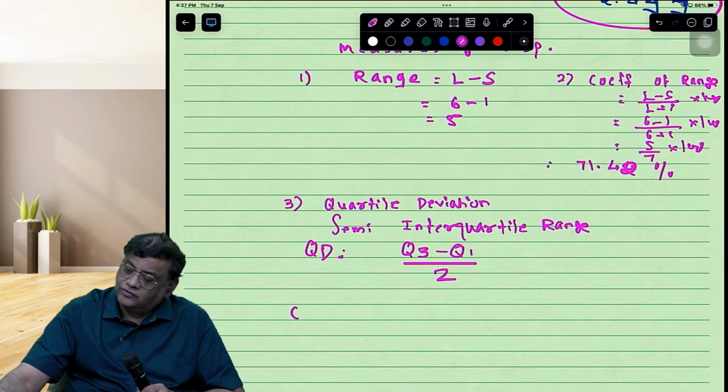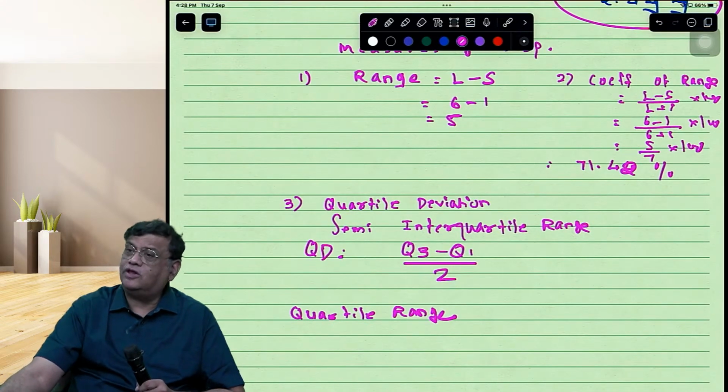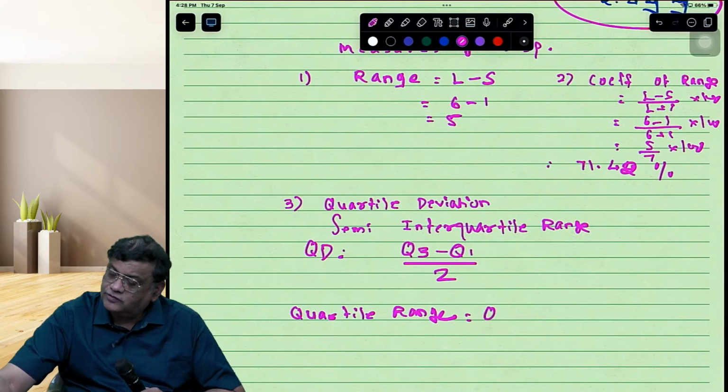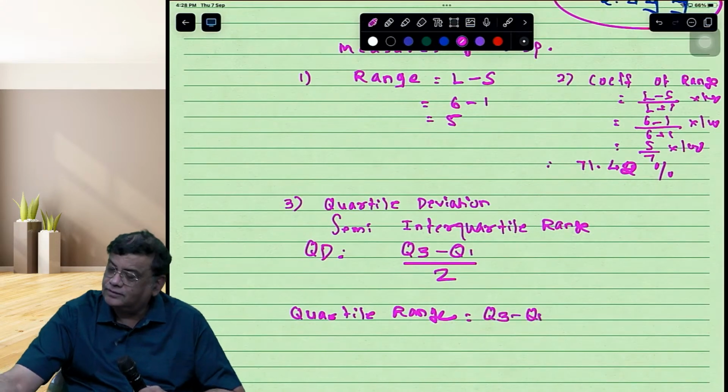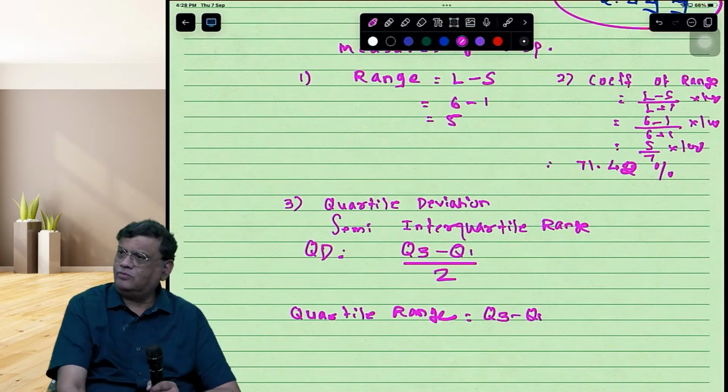लेकिन अगर मैंने सिर्फ क्वार्टाइल रेंज बोला, पेपर में क्या बोलेंगे वो पता नहीं ना, तो क्वार्टाइल डेविएशन बोला तो Q3 माइनस Q1 अपॉन 2 होता. लेकिन सिर्फ क्वार्टाइल रेंज बोला तो it will just be Q3 minus Q1. क्या कहते तुमको?